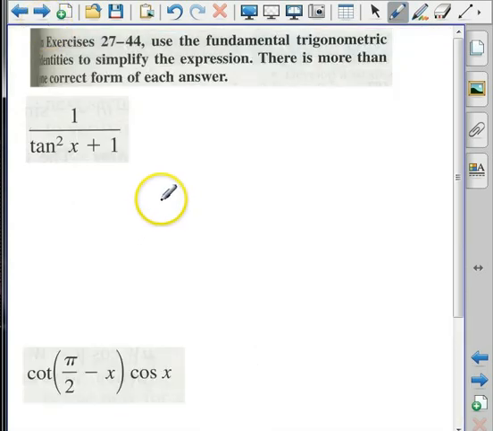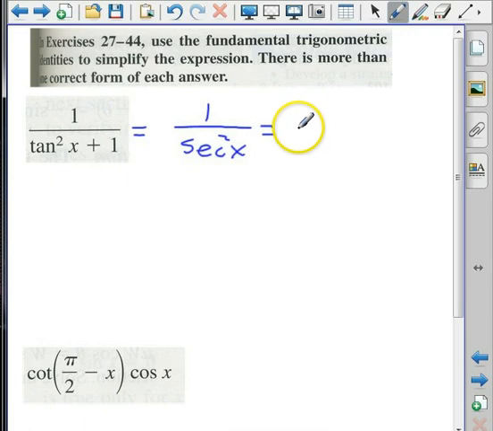Okay. Use the fundamental trigonometric identities to simplify the expression. There is more than one correct form of each answer. Well, remember that whenever I see something squared, I'm thinking, okay, probably Pythagorean identity. And it turns out that tangent squared of x plus 1 is secant squared of x. And the reciprocal of secant is cosine. So our final answer, cosine squared of x.